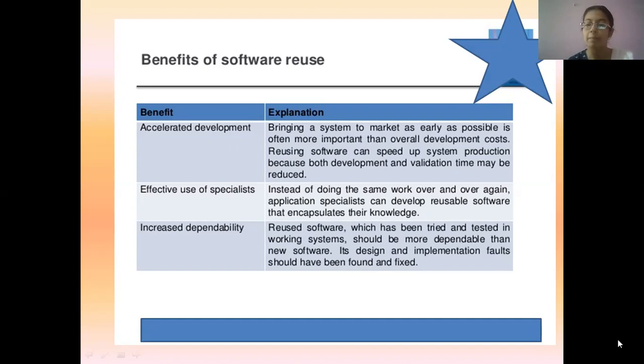Its design and implementation faults should have been found and fixed. Increased dependability means that the errors and bugs which we find in the earlier phases of development of previous software have already been resolved and fixed, and the challenges we faced in the development of that software, the tiring task or the whole procedure for tracing and fixing the bugs, will be erased. So it increases the dependability also.